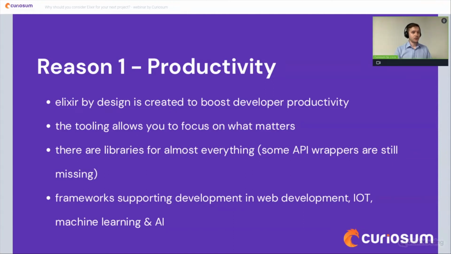ways. We can use Phoenix for web development. We can use Nerves for IoT. We can, for instance, use Nx for machine learning. So if you want to build an application and then add some layers to it, add some new modules, you can use actually Elixir for various things. And that's, from my perspective, a feature of productivity when it comes to Elixir.